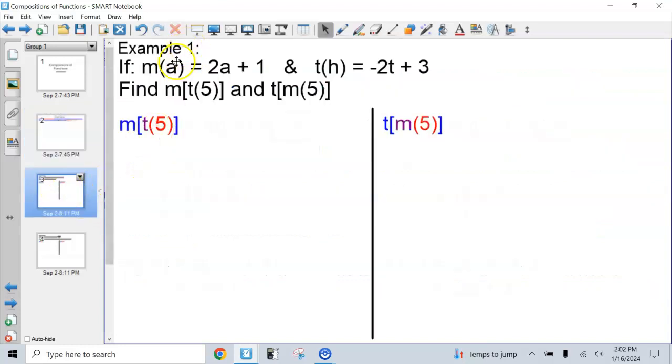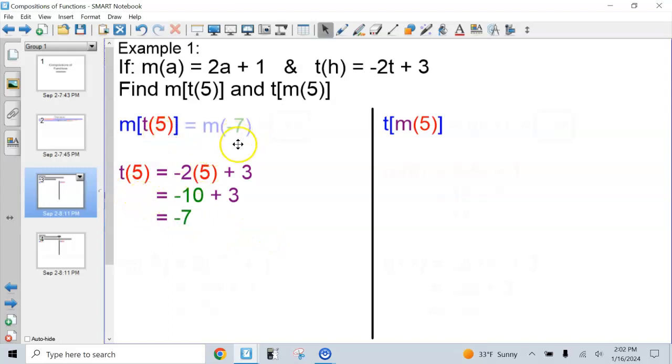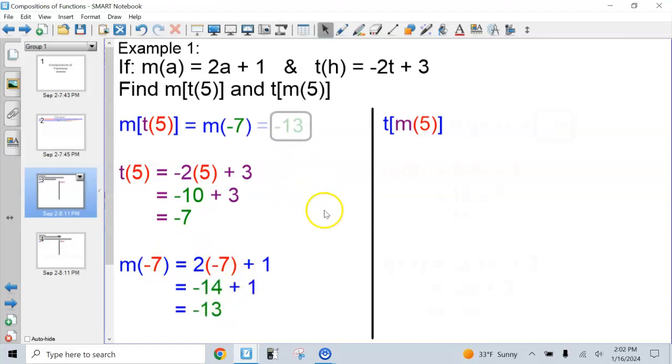Here's the first problem. Here's equation m, here's equation t. Find m of t of 5 and t of m of 5. For the first one, m of t of 5, work inside out, so t of 5 is our first thing. Go to equation t, plug in 5 for the letter h. So I plug in, multiply, add. We now know what t of 5 is, so I'm going to change t of 5 into negative 7. This tells us to go to m of negative 7. That's our next problem. So go to equation m, every a will turn to negative 7. So plug in, multiply, combine, and that's our final answer.